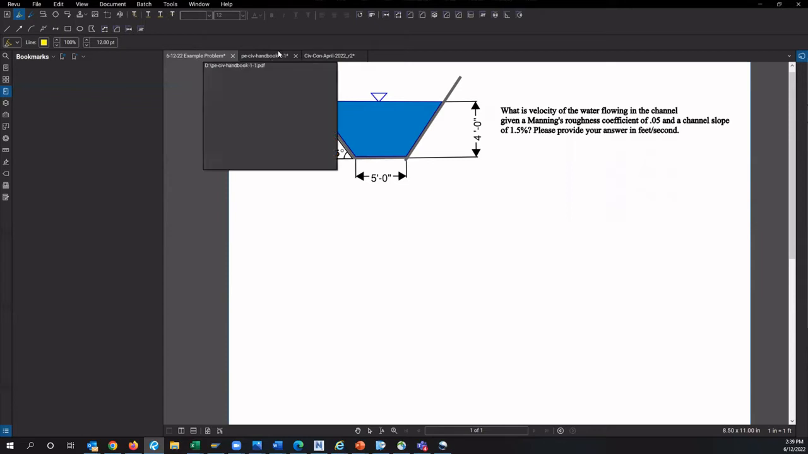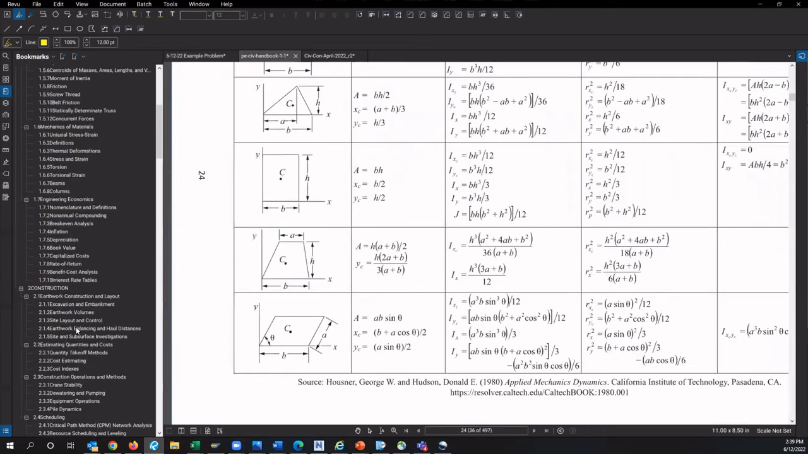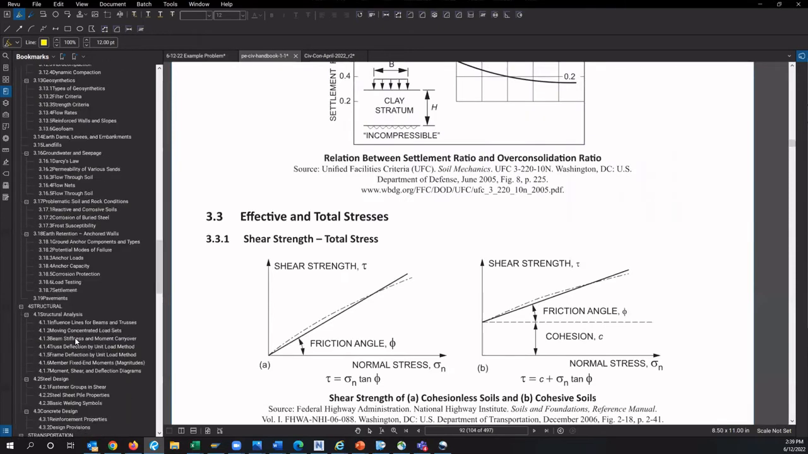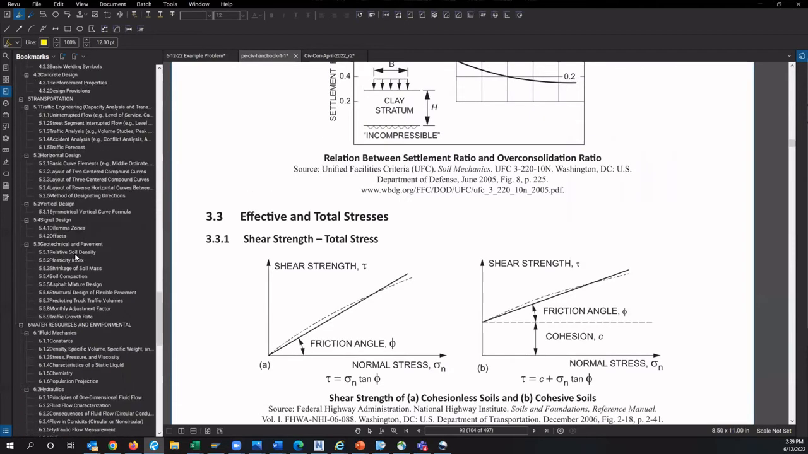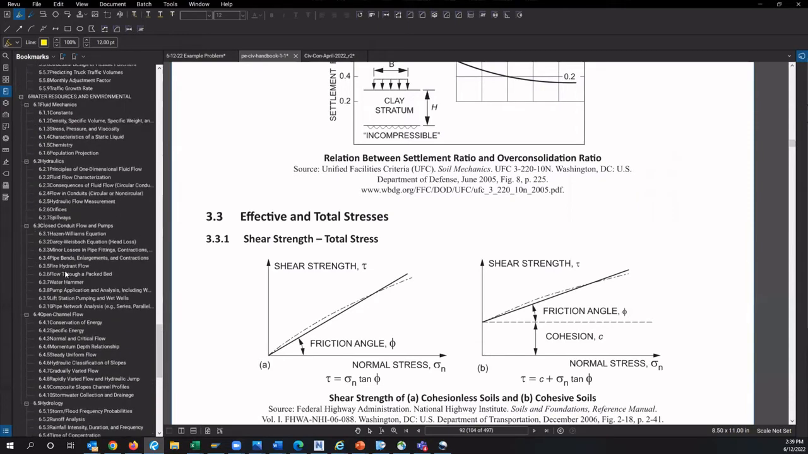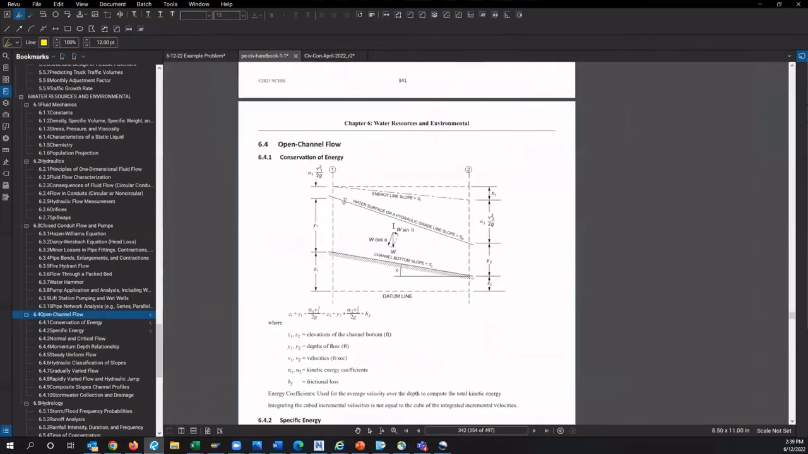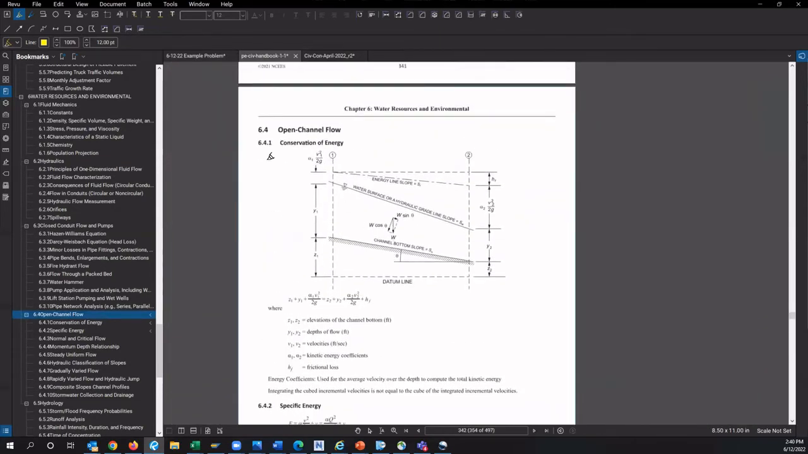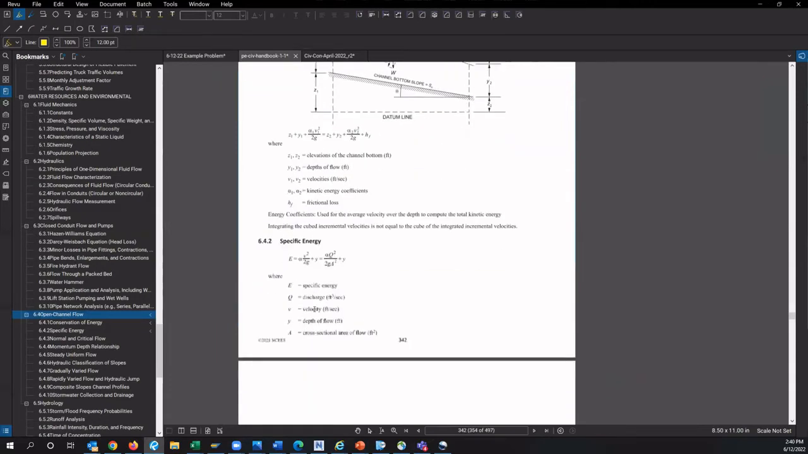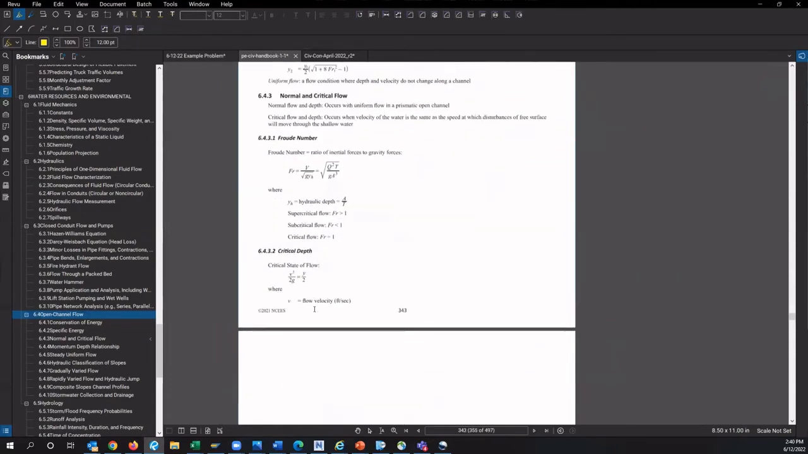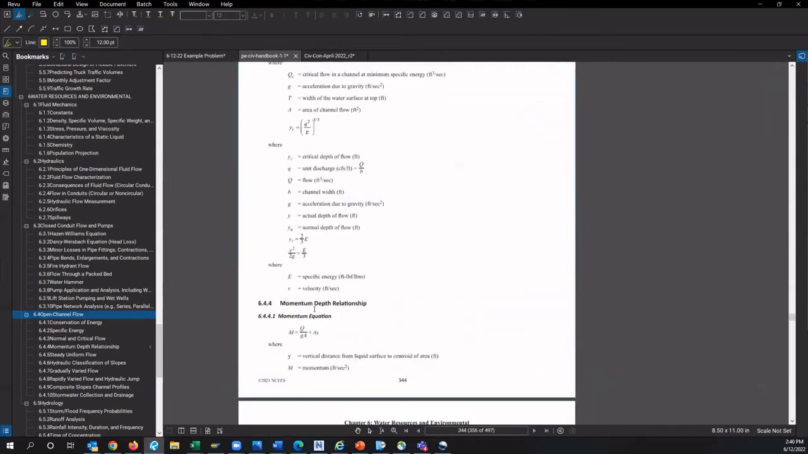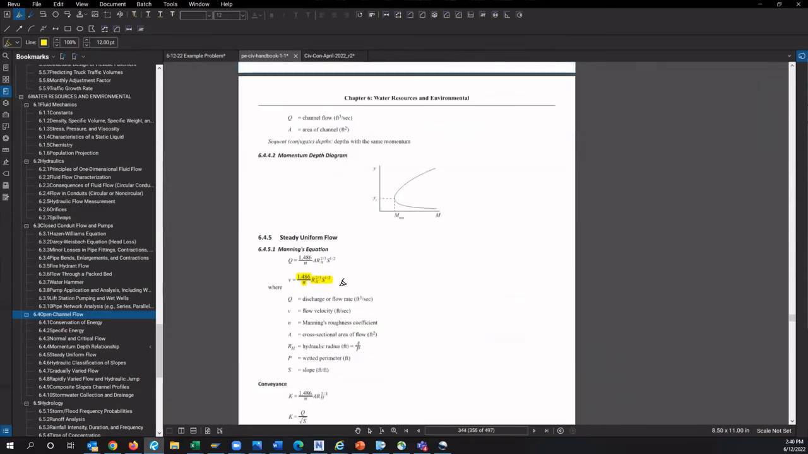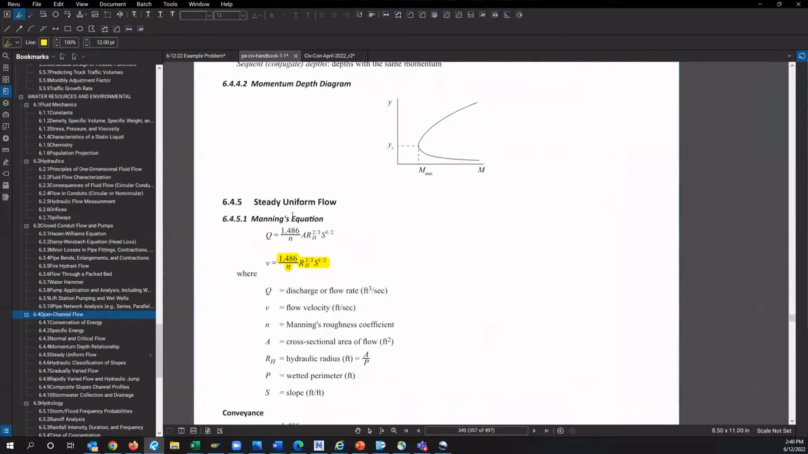All right. Let's go to the reference manual and see if we can determine a good equation to use. You'll want to get very familiar with this reference manual. I just added some bookmarks in my Bluebeam account. These bookmarks were already created with it, but I am using Bluebeam to access this PDF. So, 6.4, open channel flow. I'll keep scrolling down until I see something related to Manning's equation, Manning's roughness coefficient. And here we go, 6.45, steady uniform flow. We're looking for velocity, which is V, flow velocity provided in feet per second.